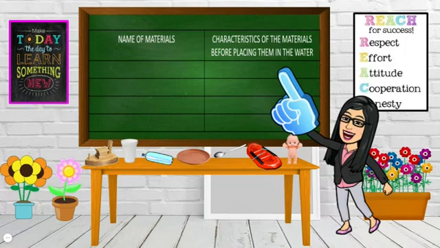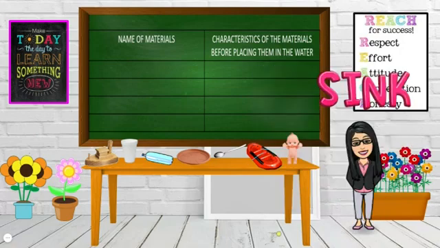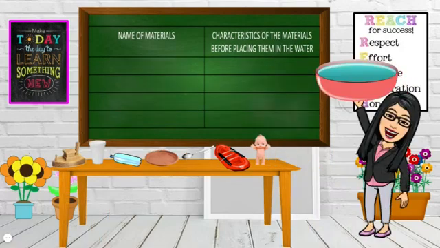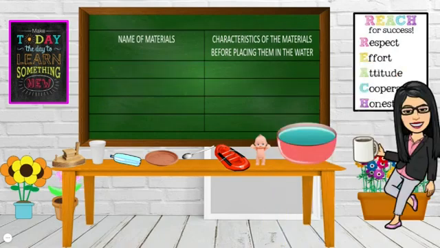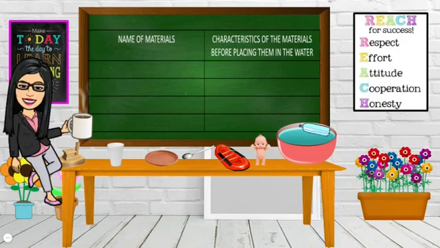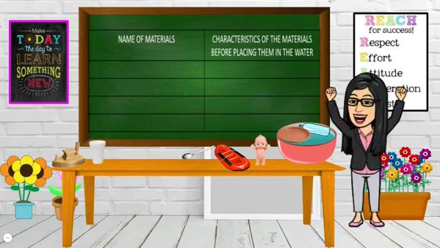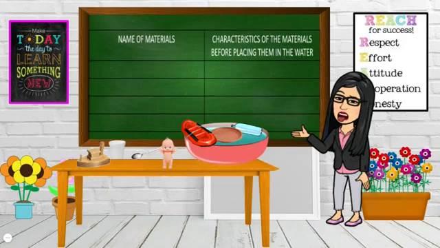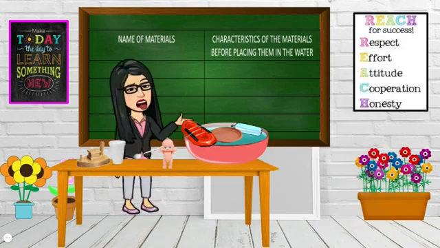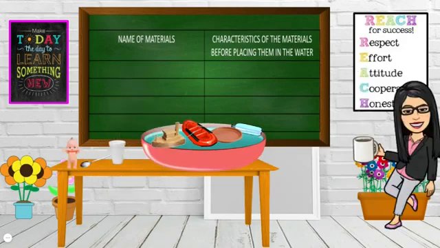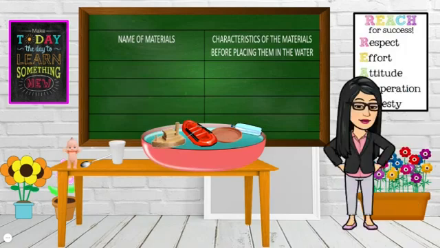Now, look closely here as we perform the activity. What materials float and what materials sink? Here is a basin with water. We will put all the materials inside the basin: empty plastic bottle with cover, plastic saucers, rubber ball, toy boat made of rubber, toy boat made of wood, toy doll made of plastic, and metal spoon.